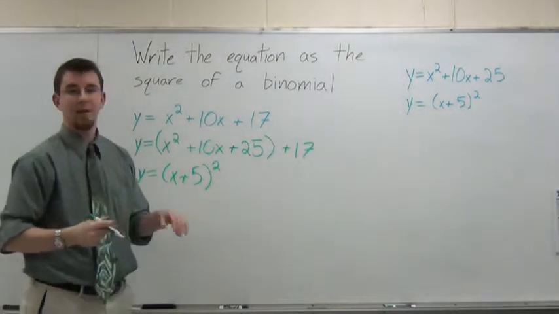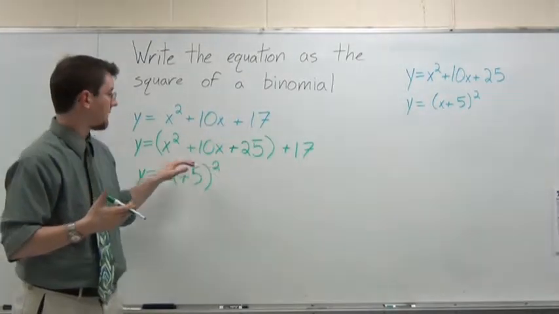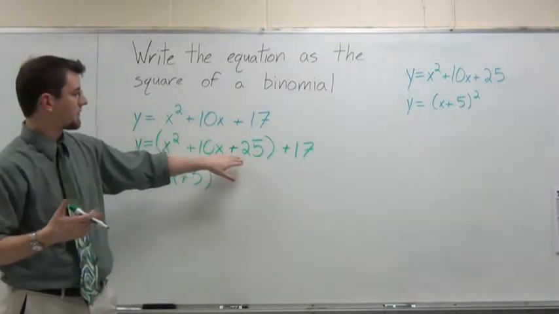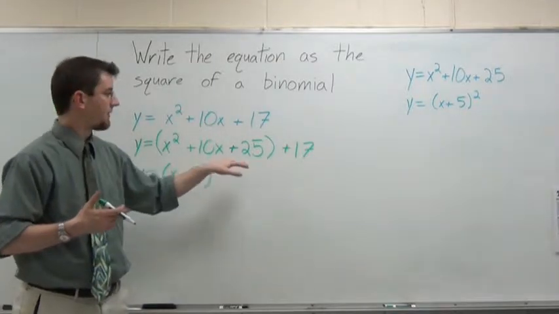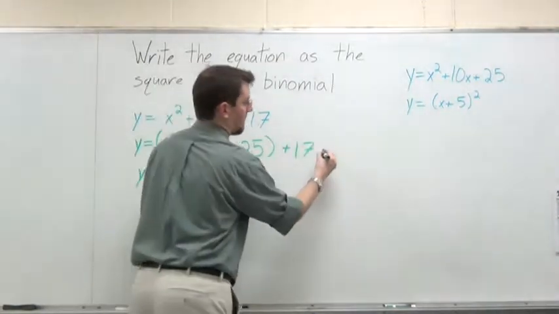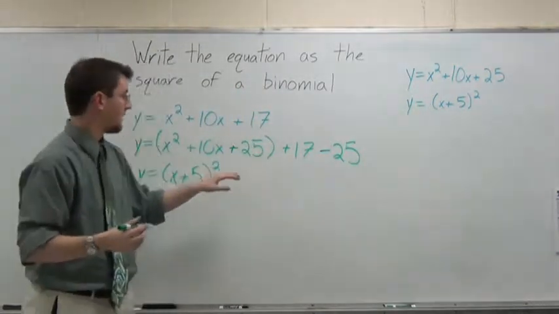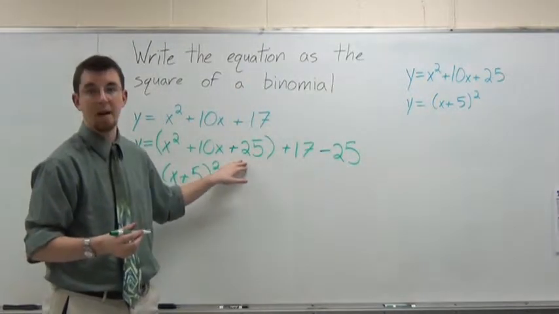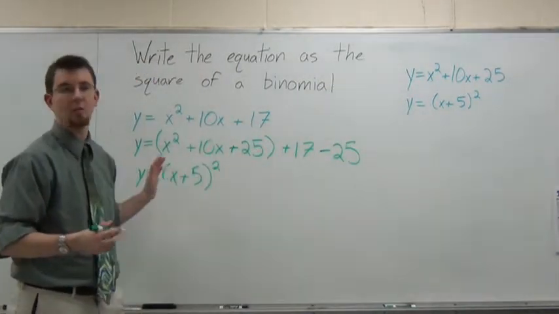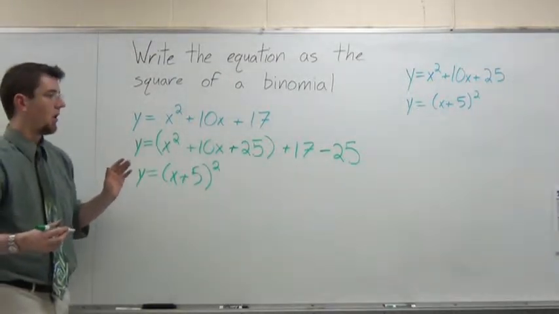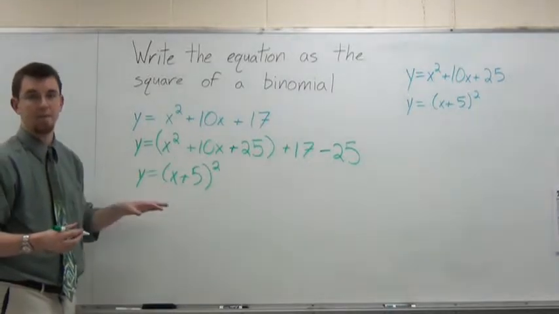squared. Now, I can't just pull 25 out of nowhere. So I added 25 inside this parentheses. I have to offset that. So what I'm going to do is write minus 25 outside the parentheses. I added 25 inside, and I made up for that by subtracting 25 on the outside. So I haven't changed my equation at all here. All I've done is made it so I can write it with this binomial squared.